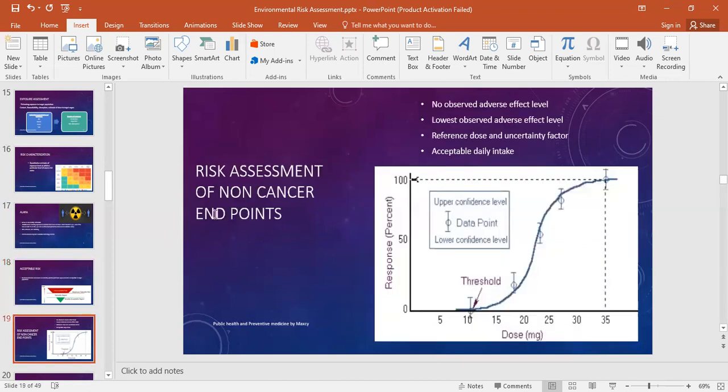Risk assessment of non-cancer endpoints. There are 4 phases: no observed adverse effect level, lowest observed adverse effect level, reference dose and uncertainty factor, and acceptable daily intake. So this is the no observed adverse effect level, and this is the lowest observed adverse effect level, with upper confidence level and lower confidence level.